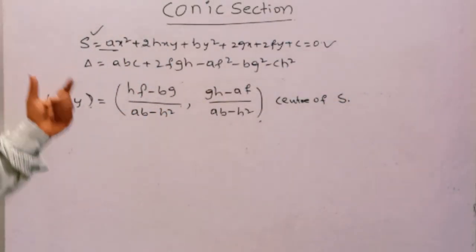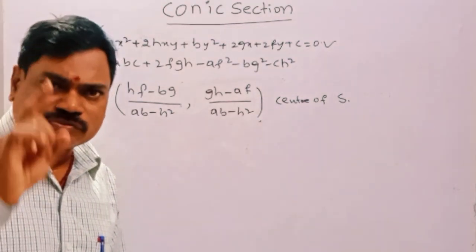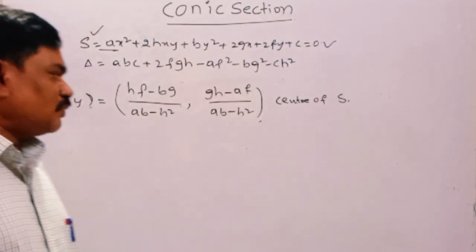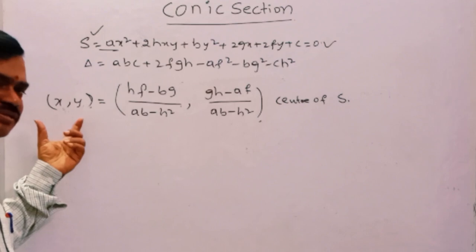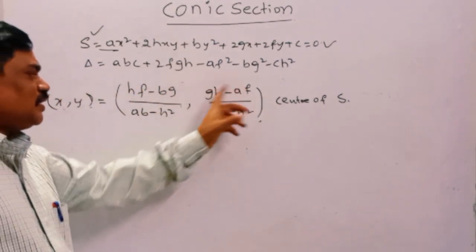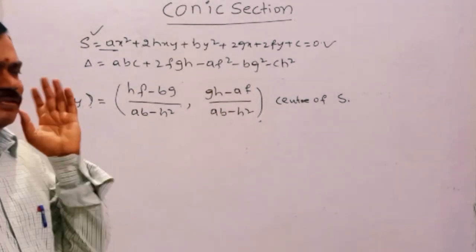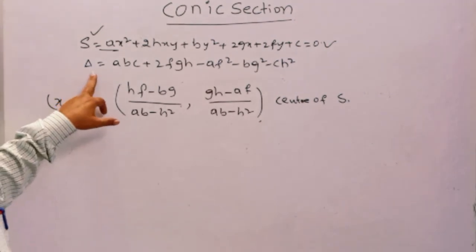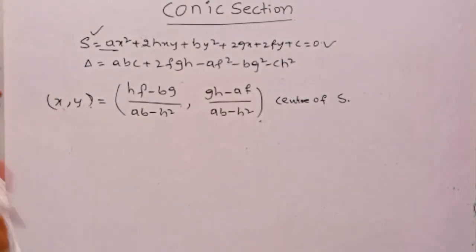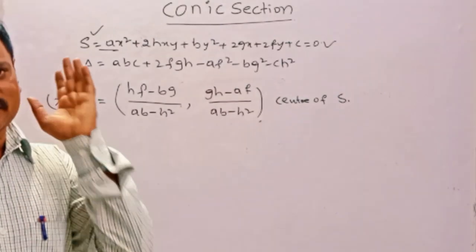Okay, all of you. S is equal to ax square plus 2hxy plus by square plus 2gx plus 2fy plus c is equal to 0. Then what is the center of the conic section? (hf minus bg) by (ab minus h square), (gh minus af) by (ab minus h square) is the center of the conic section, and delta is the discriminant. abc plus 2fgh minus af square minus bg square minus ch square is the discriminant of the conic section.